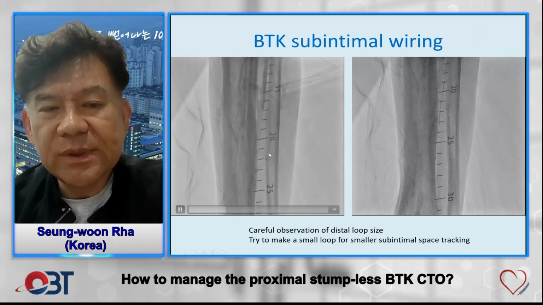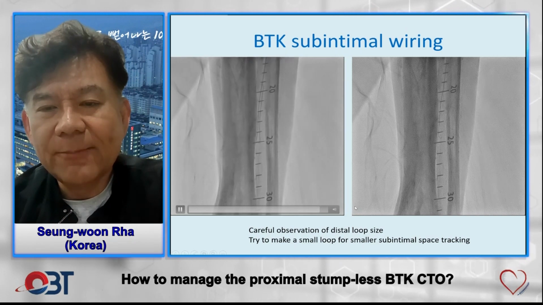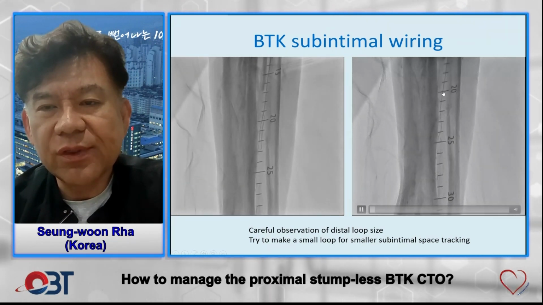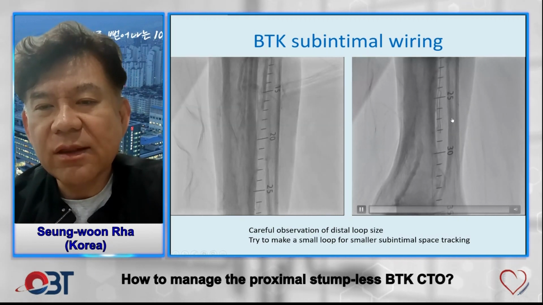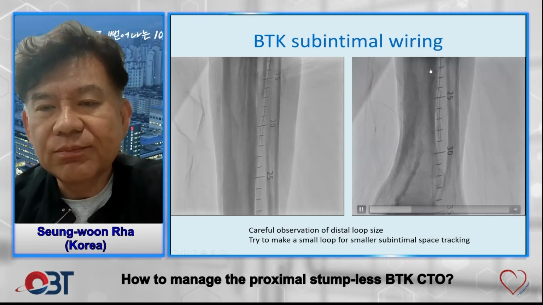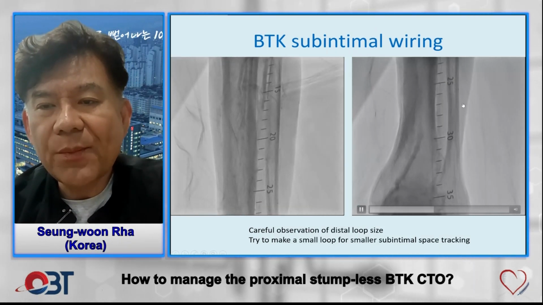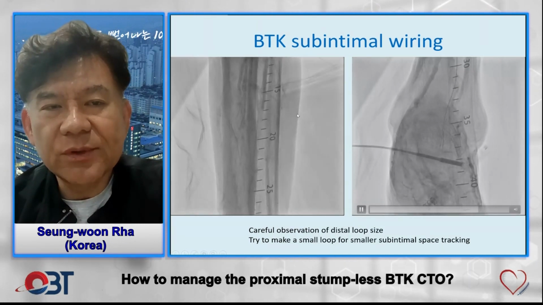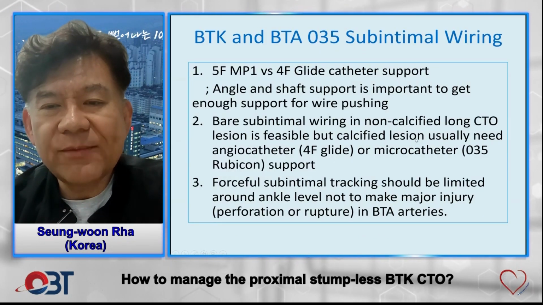And always you should observe whether the loop can be enlarged or not. If the loop size is increasing, then you should do something. Otherwise, they can rupture. So if the loop size is increasing, pull back and push. Then if loop size increases, it's better to change the supporting catheter to Rubicon 3.5. Otherwise, it cannot be supported. So that is good for some calcified area.